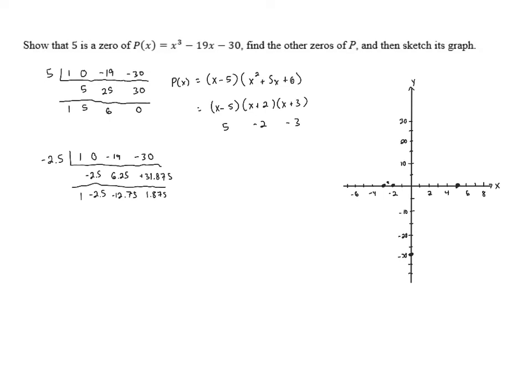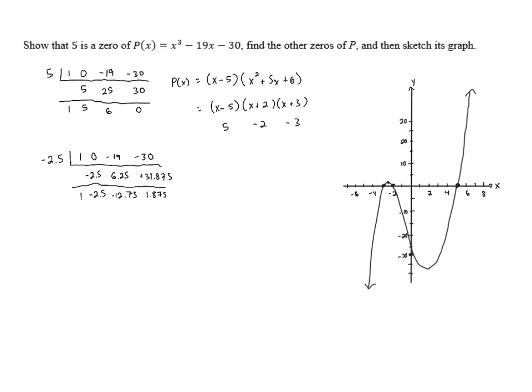And so we can see that the graph is going to look something like this. And looking at the end behavior, it's going to be the same as the last example, going up to the right and down to the left. And so our graph is going to look something like this.